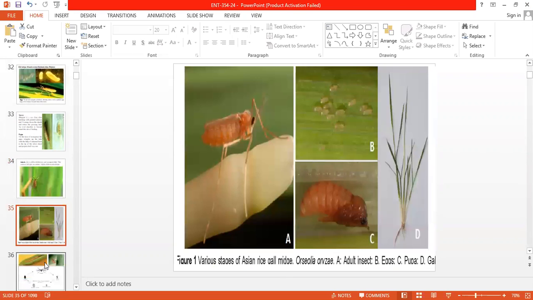So the infesting stage of that pest is only the maggots. So this one is the adult stage. These are the eggs. This one is the pupal stage of that pest.